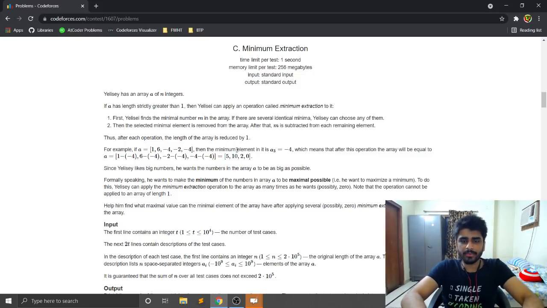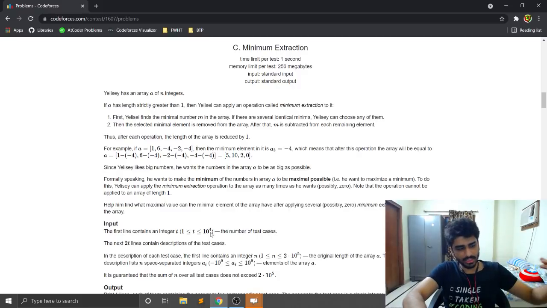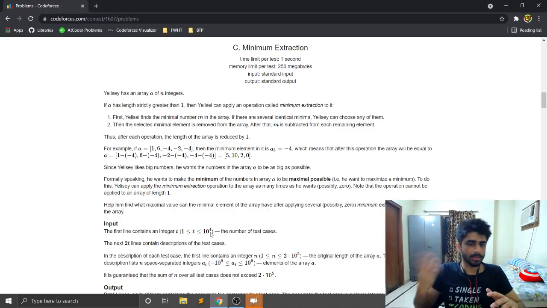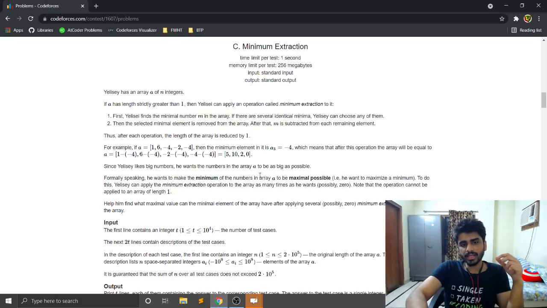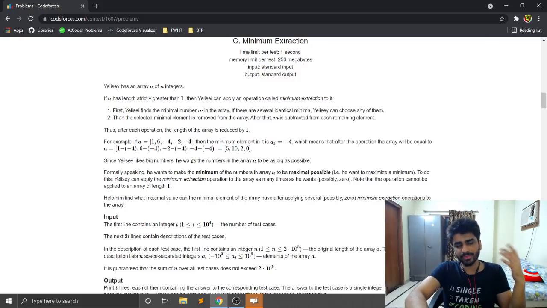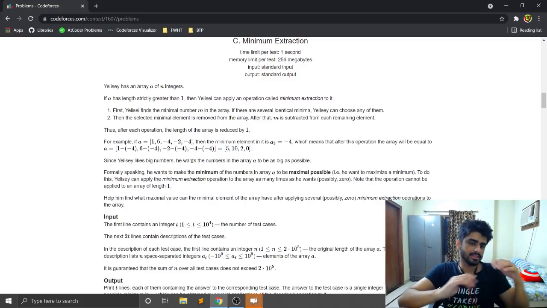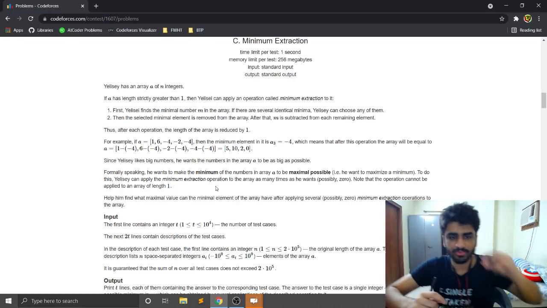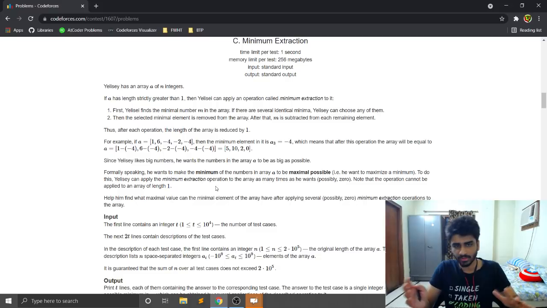So obviously one candidate of the answer is the original minimum of the array. Whatever is the original minimum of the array, obviously that can be the answer if we do not perform any moves. But what if we perform any moves? Since we don't care about the order of the elements in this problem, there is no disadvantage in sorting the array. So whatever input is given to you, the first thing you should do is sort the array, because the order does not matter.